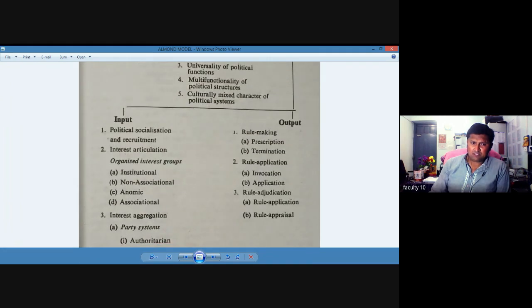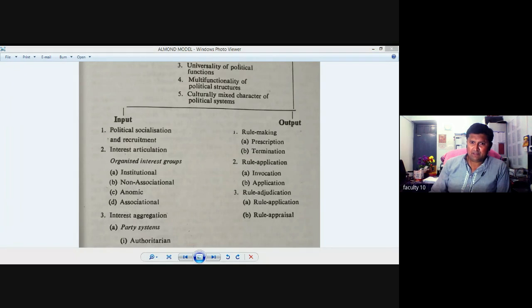On the other hand, you see the output function. In output function, you can find rule making. In rule making, there is prescription and termination. In rule application, there is invocation and application. In rule adjudication, you can find rule application and rule appraisal. So I'm stopping it, then I'll continue.